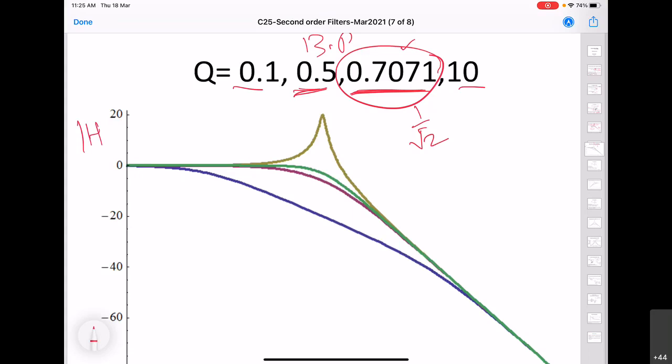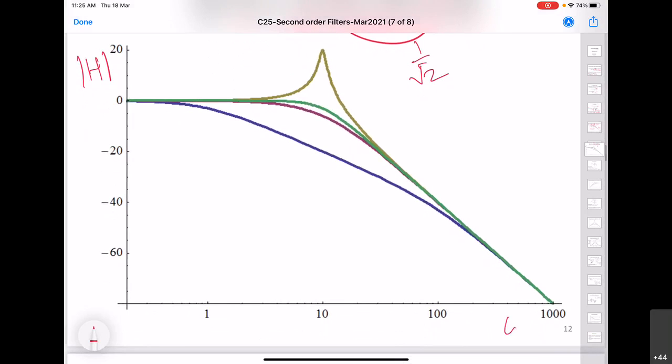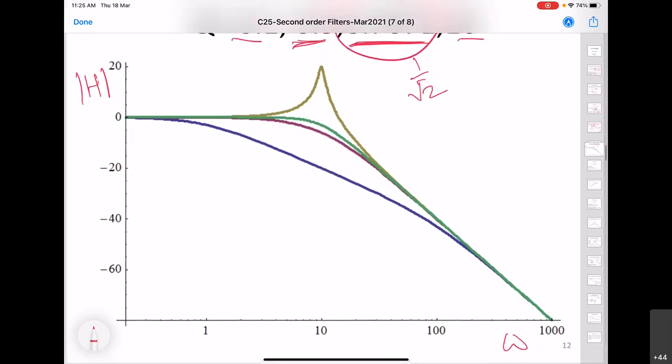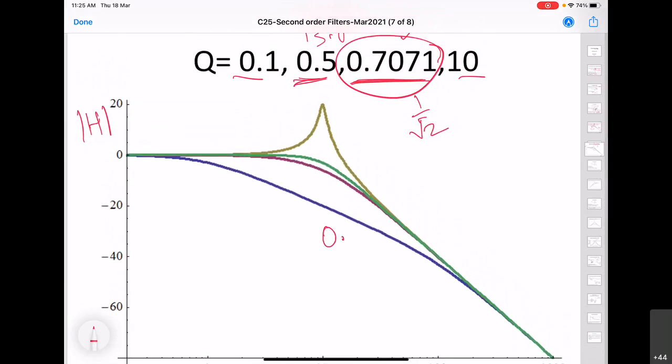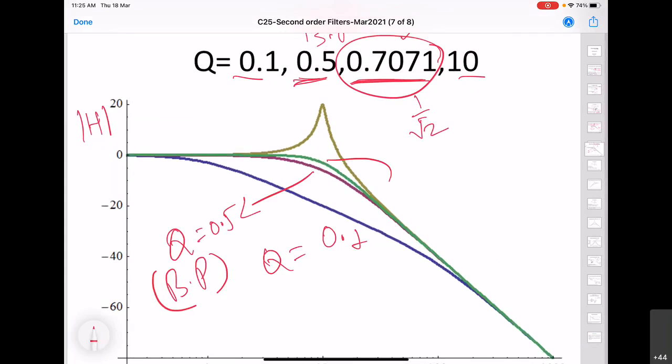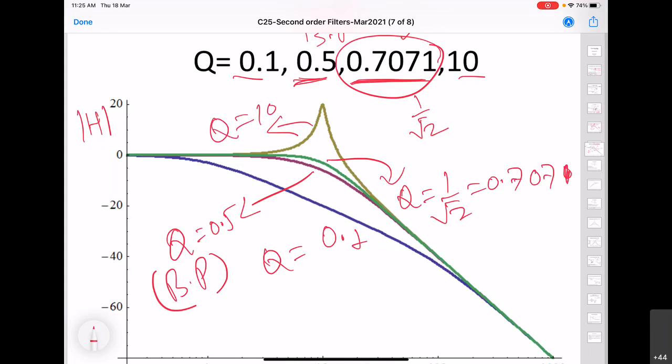So here we have the magnitude of the transfer function, and here we have omega in log version. The first curve, this one is for q is equal to 0.1, this is for q is equal to 0.5, for which we get the Bode plot, and this green color is q is equal to 1 by square root 2, and that is the boundary line after which this peaking will start, and this one is for q is equal to 10. So when you increase the q, this peak will grow, this will become larger and larger like this.